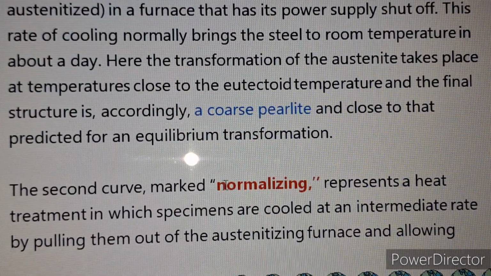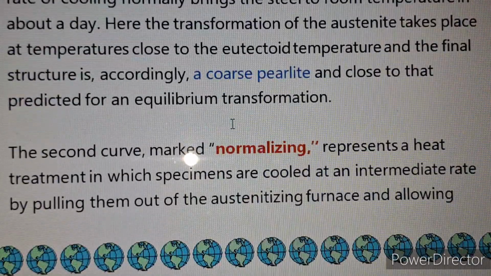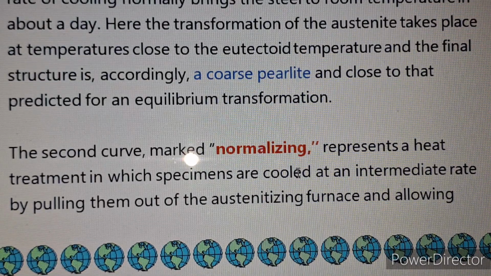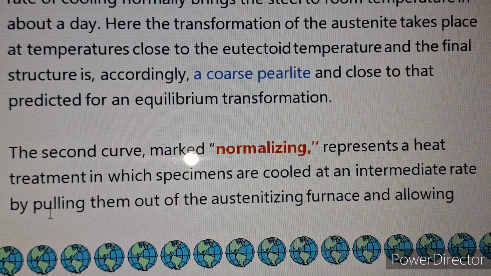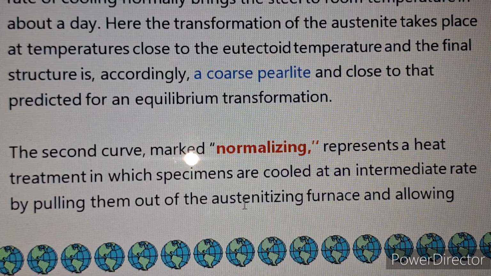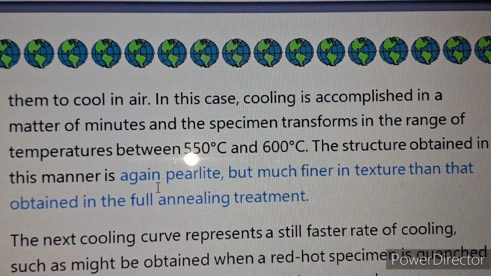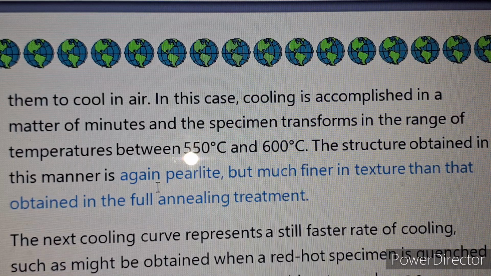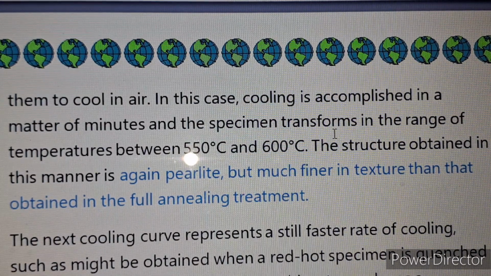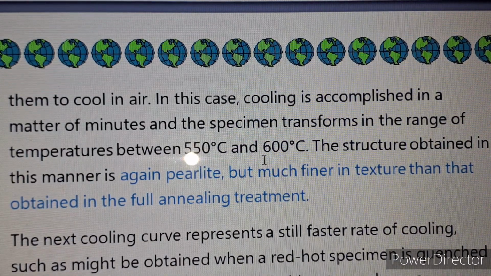The second curve is marked as normalizing. It represents a heat treatment in which specimens are cooled at an intermediate rate by pulling them out of the austenitizing furnace and allowing them to cool in air. In this case, cooling is accomplished in a matter of minutes, and the specimen transforms in the temperature range between 550 and 600 degrees Celsius.